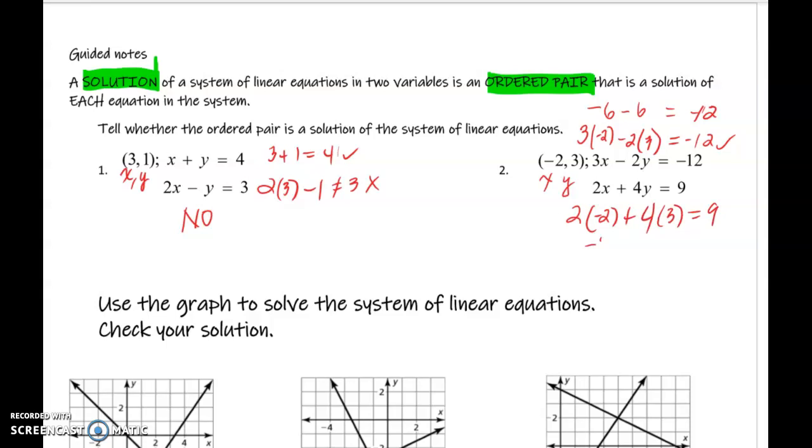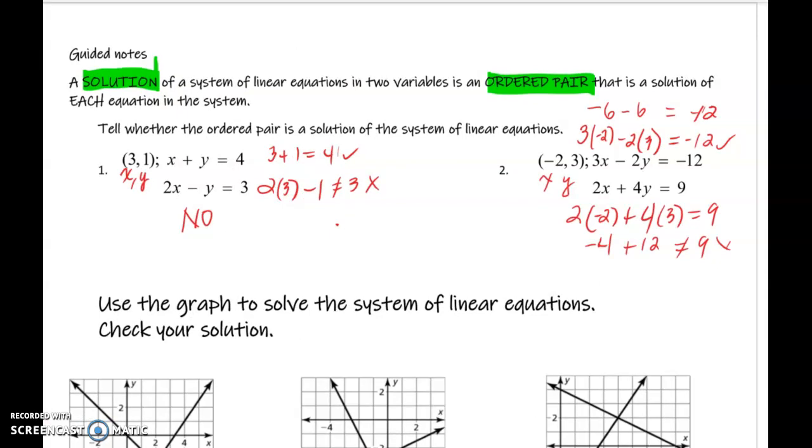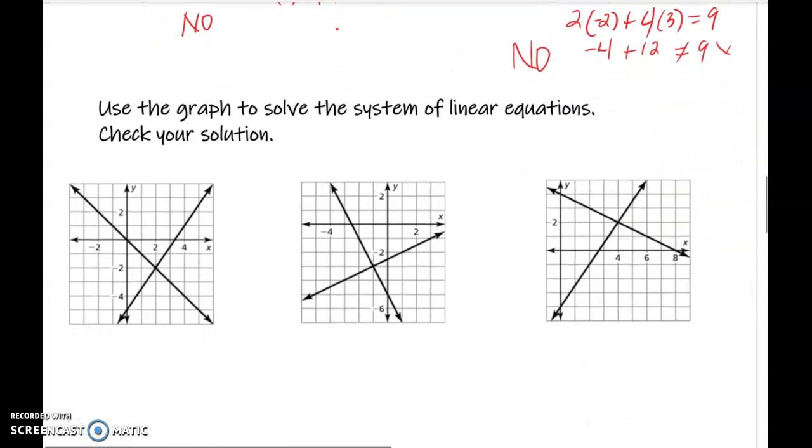So 2 times negative 2 is negative 4. 4 times 3 is 12. 12 plus negative 4 does not equal 9. So this ordered pair is also not a solution for this system of equations. So again, there's only one ordered pair that works. So just remember, you have to check it in both.